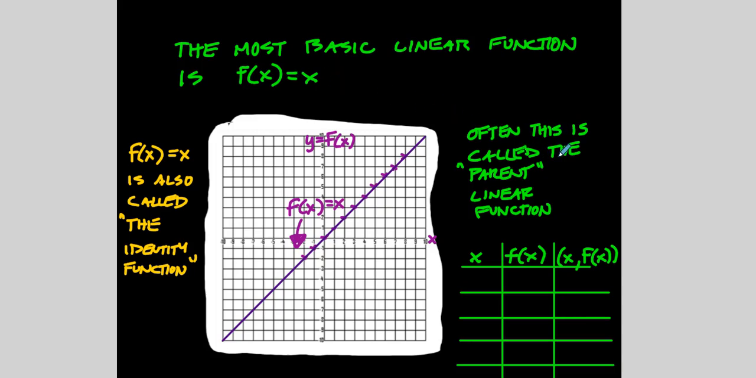Let's get started. So the most basic linear function is f of x equals x. Often this is called the parent linear function. F of x equals x is also called the identity function because for any point on the function, the input and the output are the same.